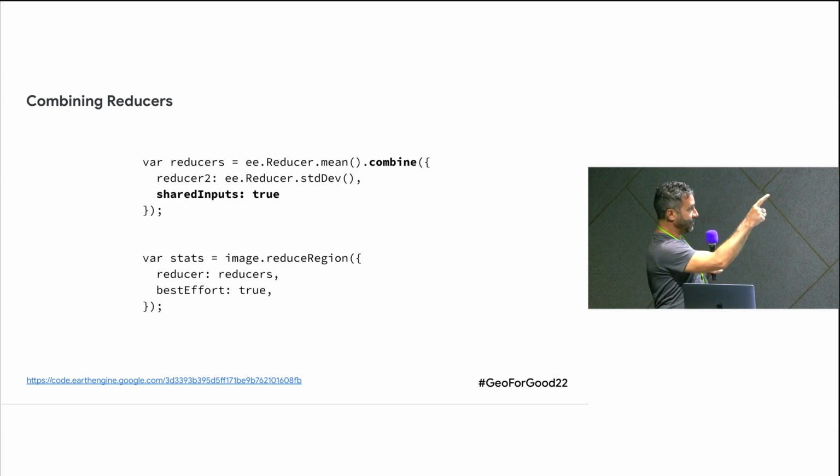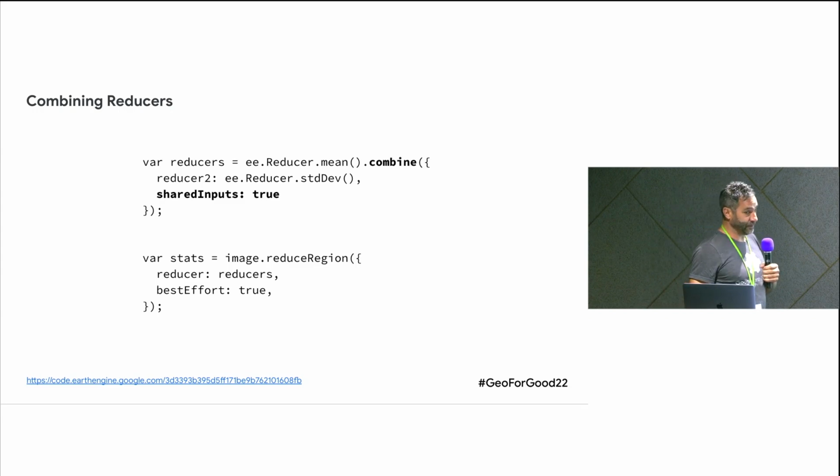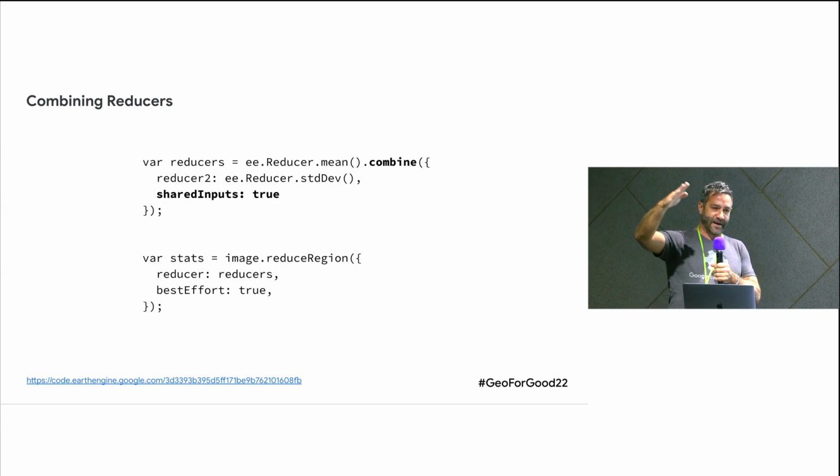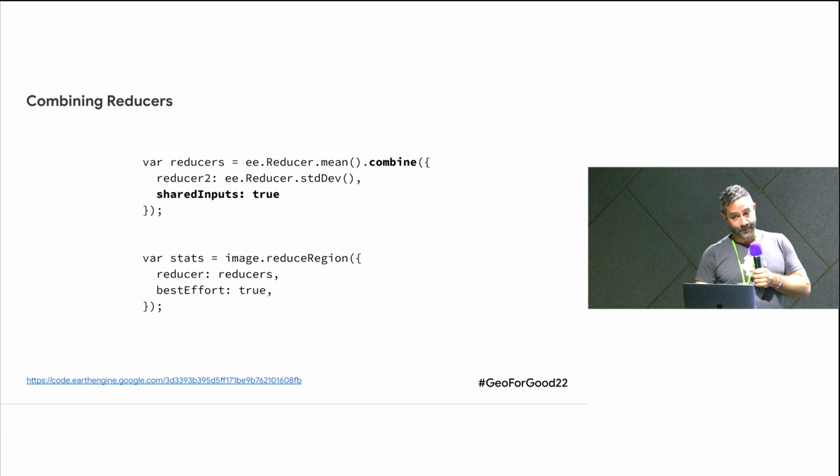And specifically, combine the reducers with sharedInputs true. I'm not sure why you would ever want this without sharedInputs to be true, so just set that to be true. What that will do is result in a single pass over the data for both the reducers at the same time. So if you have two separate reductions, it's going to go through all the data once, compute the mean, and then go through it again and compute the standard deviation. If you first combine the reducers with sharedInputs true, you will have a single pass through the data, which will be much faster and more efficient.